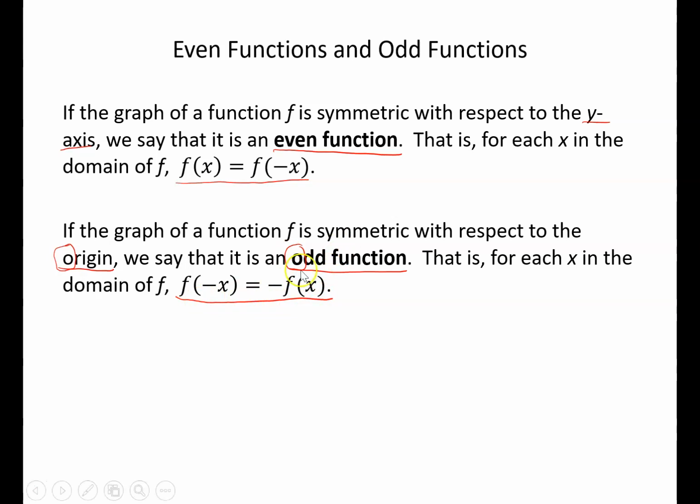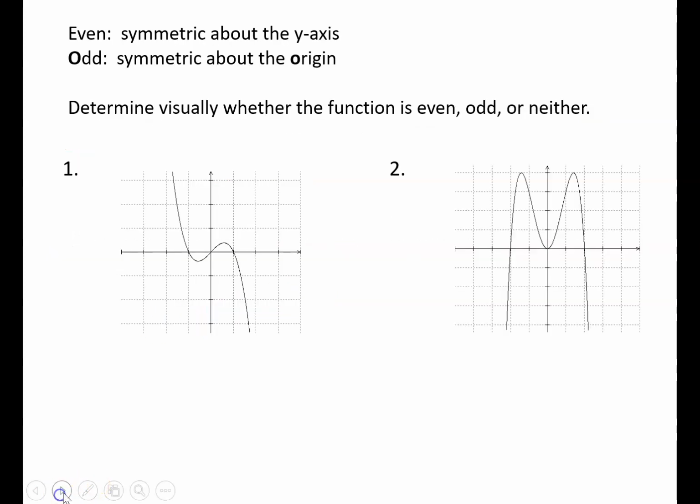Okay, let's start with the graphs. And I reminded you up here at the top of this slide, it's even if it's symmetric about the y-axis, it's odd if it's symmetric about the origin. So look at number 1 here. Let's go ahead and label. I'm going to change to black. This is x, this is y.